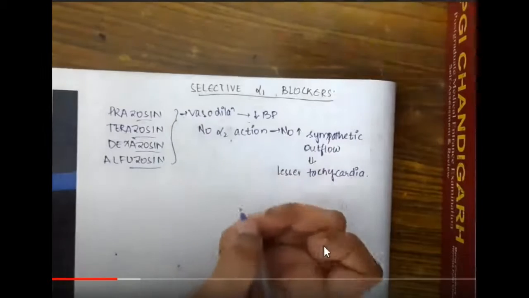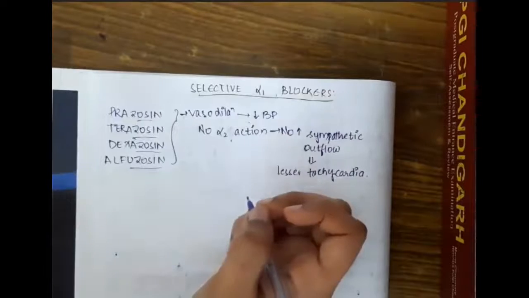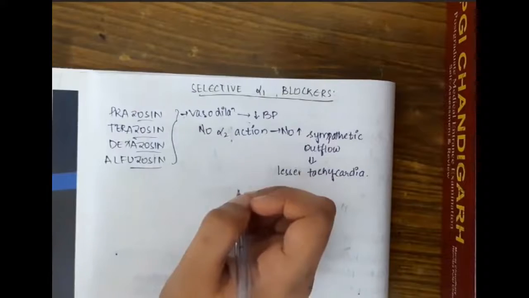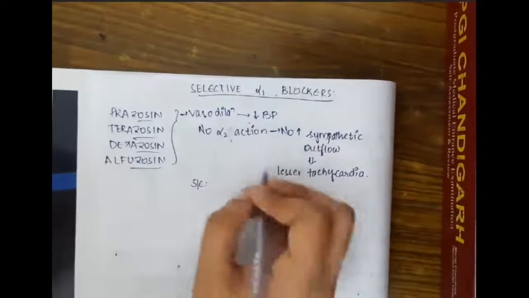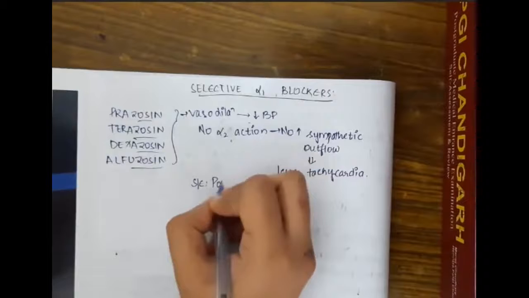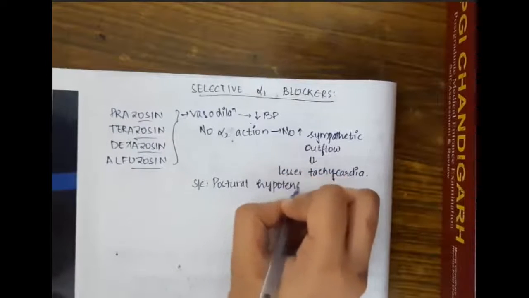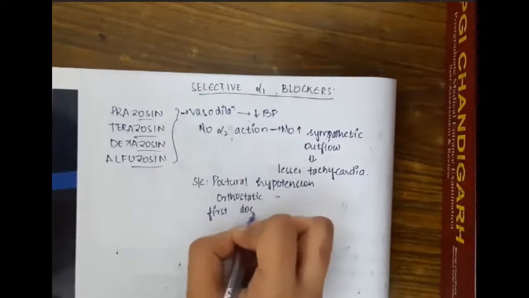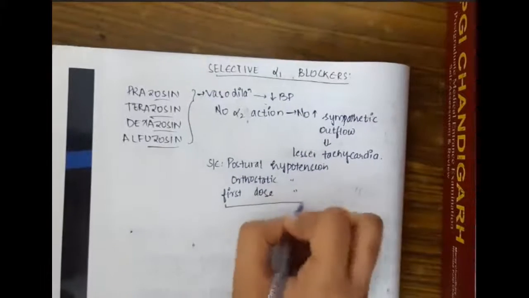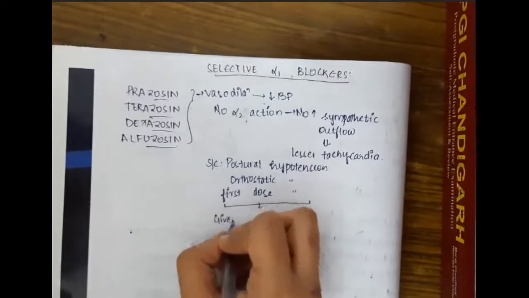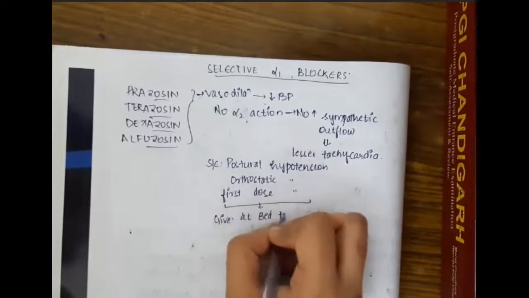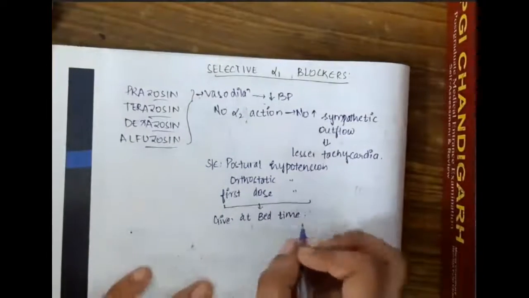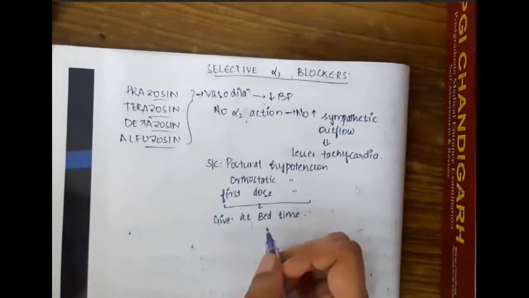Now let's look at the side effects of selective alpha 1 blockers first. These selective alpha 1 blockers cause postural hypotension because of decreased BP. They cause orthostatic hypotension or first dose hypotension. Because of this, these alpha 1 blockers are given only at bedtime, and they can also cause retrograde ejaculation.